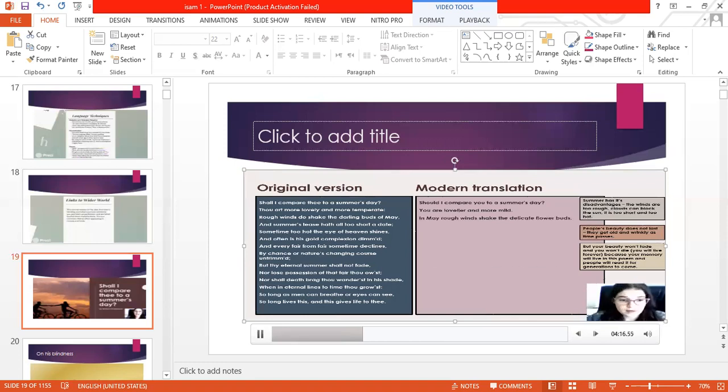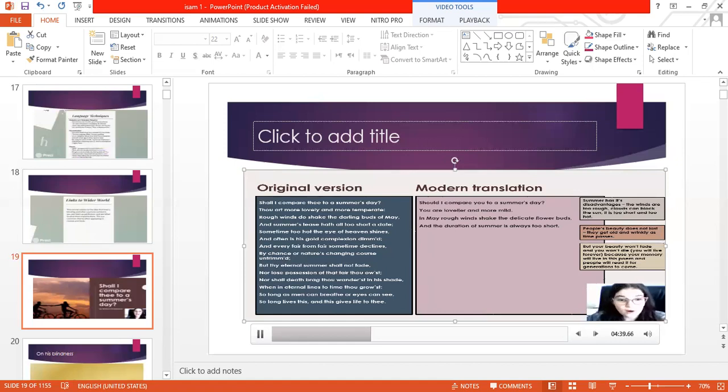Then line number 3, rough winds do shake the darling buds of May. So in May, rough winds shake the delicate flower buds. The next line, and summer's lease hath all too short a date. In the modern version, it is, and the duration of summer is always too short.